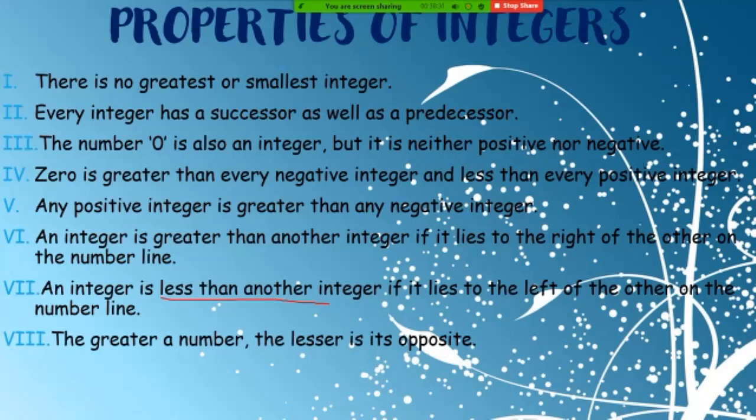Next, the greater a number, the lesser its opposite. Like if we take 10, its opposite will be -10. If we take 20, its opposite will be -20. So the greater the number, the lesser its opposite. This means 20 is greater than 10, but -20 is less than -10.